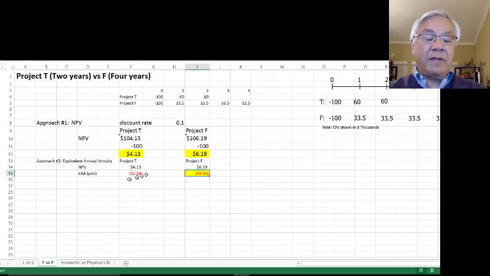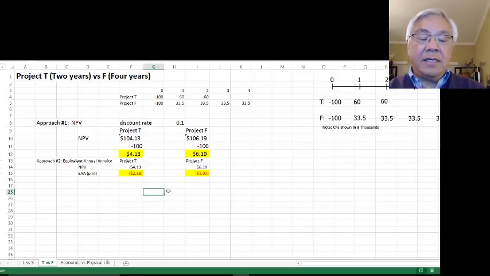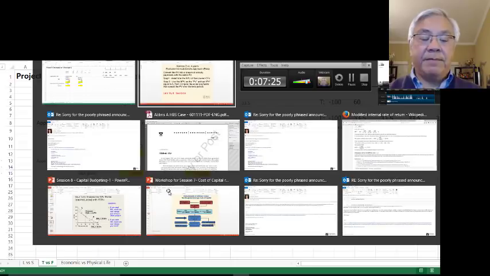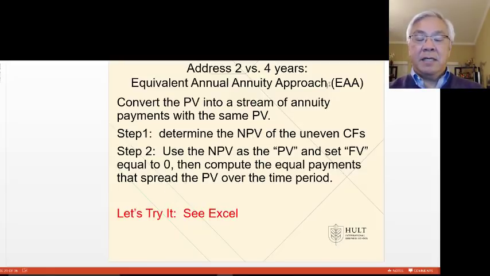And so in this case, even though the NPV is higher for project F, notice that the equivalent annual annuity is actually not as good. And that's because even though project T has less NPV, you're over in 2 years, whereas for project F, you have to wait 4 years to get your return. So that's why on an equivalent annual annuity basis, the superior project is actually project T. So that's a way to look at it. It factors in the time period over which you must earn the money under project T versus project F.